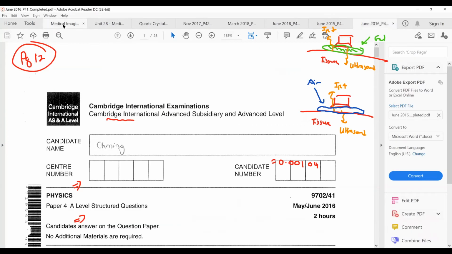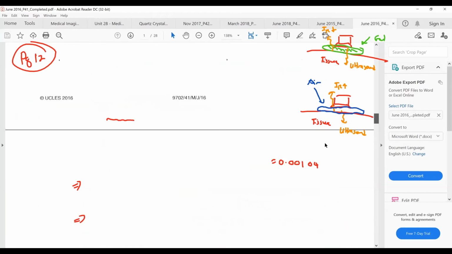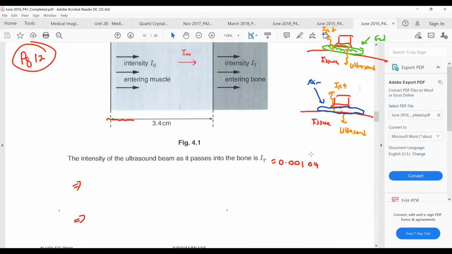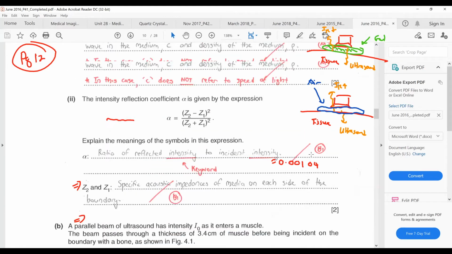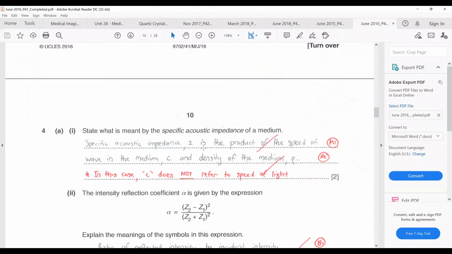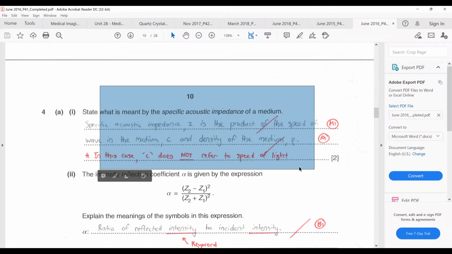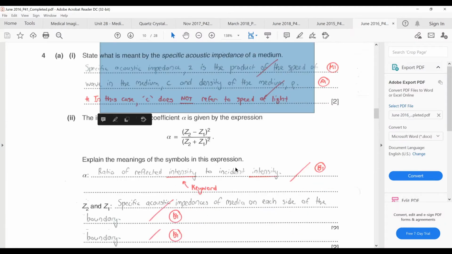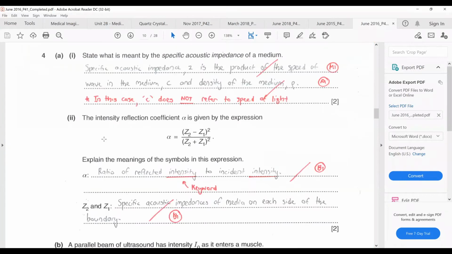Again, this one is question 4. So just have a look at that. There are some parts that I will just skip now because it's something we've already done. Alright. Now what is meant by specific acoustic impedance? We've done this just now, so I'll just skip this one. It's the product of the density and the speed of wave in the medium. That's all.